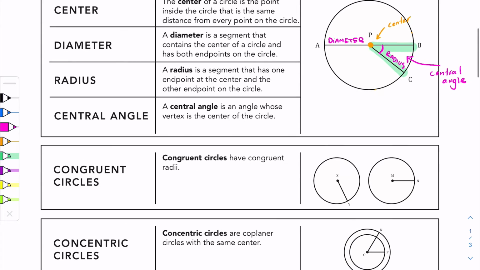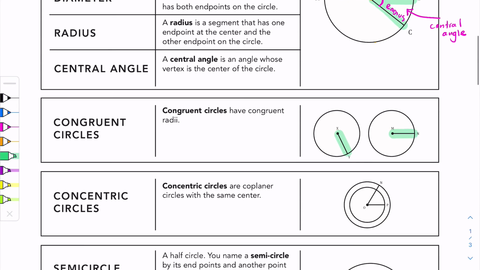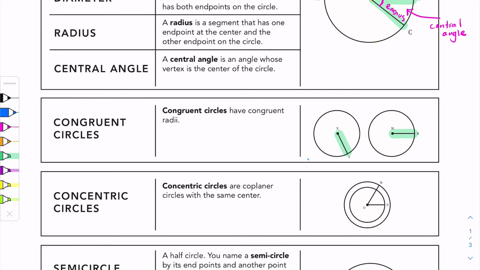Next, we're going to talk about congruent circles. Congruent circles are just like what they sound like. They are circles that have congruent radii, which means you have two circles that have the exact same radius. I'm just going to make a quick note. I'm going to indicate for my model that radius XY is congruent to radius MN. And because of that, I know that circle X is congruent to circle M.